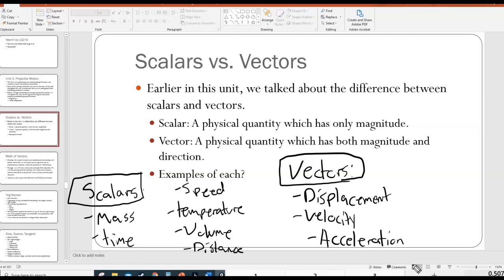Now, vectors, as we'll see in this unit, because they have direction, mathematically handling vectors is actually much more complicated than handling scalars. Okay, and so we'll kind of ease our way into that, starting with some trig review today. Okay, so pause there if you need to finish adding that to your notes.